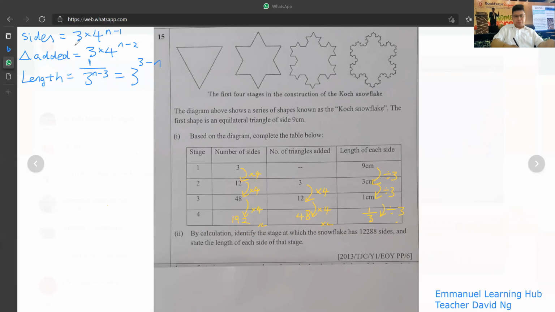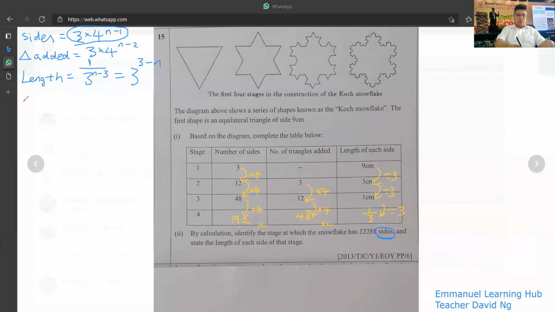So I'm going to look at the first formula, because there are so many formulas, right? Especially the first two, it's quite easy to use the wrong one. So you have to use the correct one. The correct one, they say sides. So you have to use this part, this one, sides.